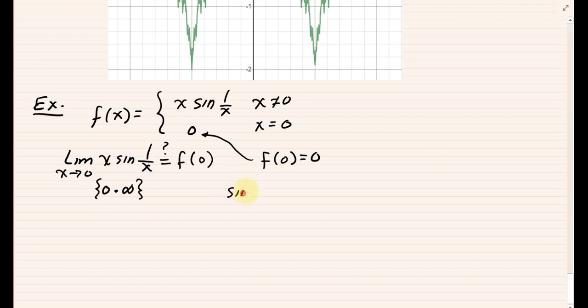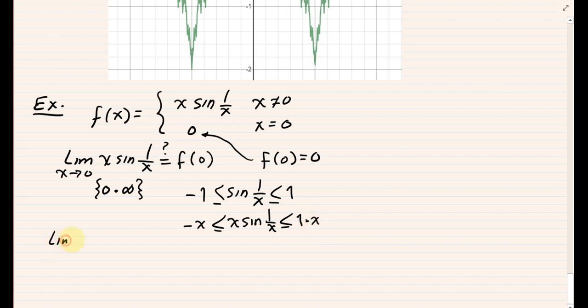I'm going to begin by bounding sine 1 over x between negative 1 and 1. Everybody agrees to that because sine has a range from negative 1 to 1. Now, I multiply all parts of this inequality by x, building up to the function whose limit I want to find. And this is going to be 1 times x.